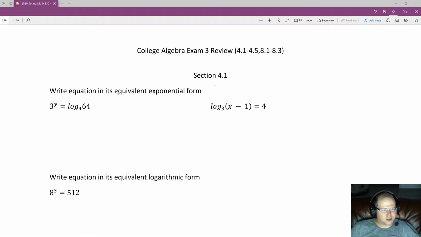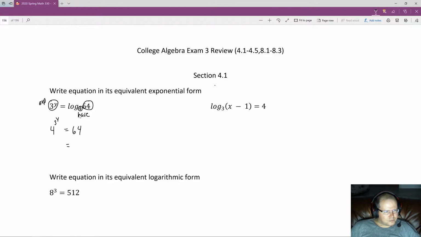So we want to write the equation in its equivalent exponential form. This right here is the base, so the 4 is the base, so we would start with a 4. And what power is it? Well, this whole thing right here is the exponent, 3y. And the whole thing is equal to the argument, which is 64. Basically they're saying 4 to the 3y power is equal to 64.